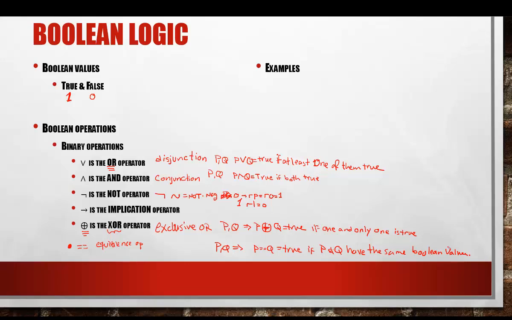Right? So if P was false and Q was false, then P equal Q is true. If P was true and Q was false, then P equal Q will be false. So basically, the equality is the negation of the exclusive OR. The relationship between these two is that P XOR Q is effectively the NOT of P equal Q.